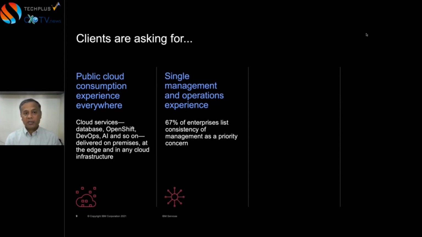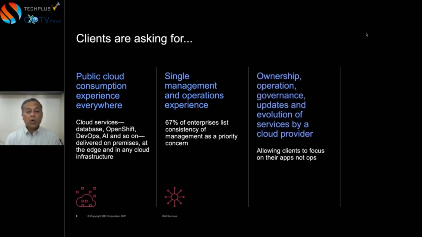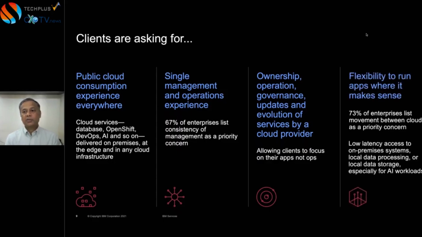Customers, of course, are also asking for a single pane of glass to manage and operate this infrastructure. Customers also are looking for ownership, operation, governance, as well as updates to these services, as well as to their applications in a very consistent way, while the applications are running across different clouds. And of course, they're also asking for flexibility in terms of running these applications. Like I said, again, the application could be running on-prem. So for the mobile apps connecting to applications, latency is important, data governance is important, as well as the visibility into all these applications is important.